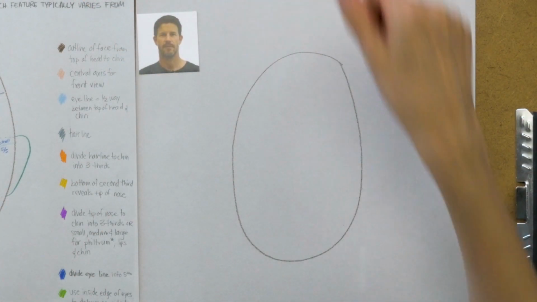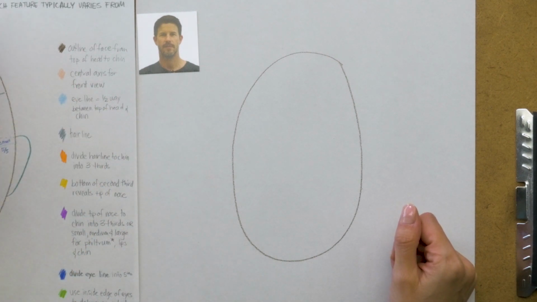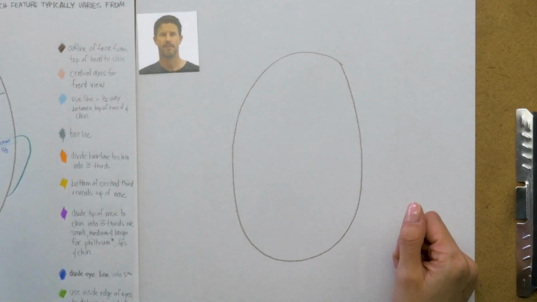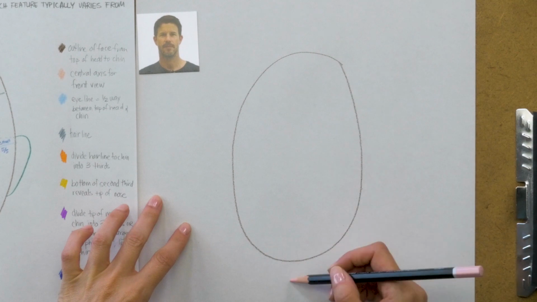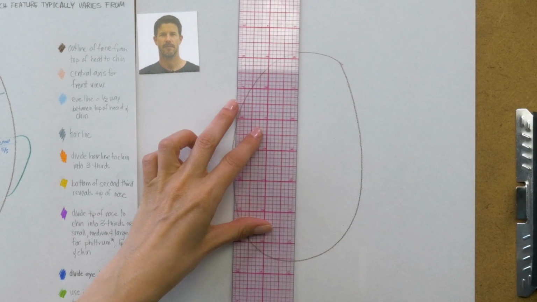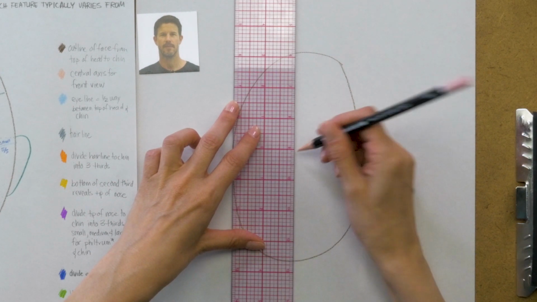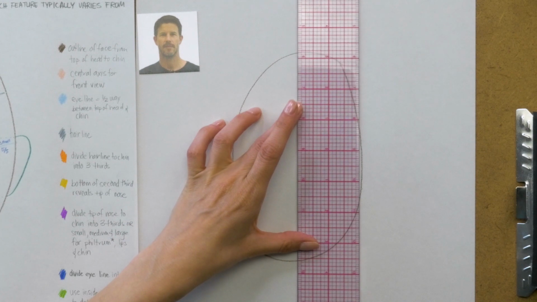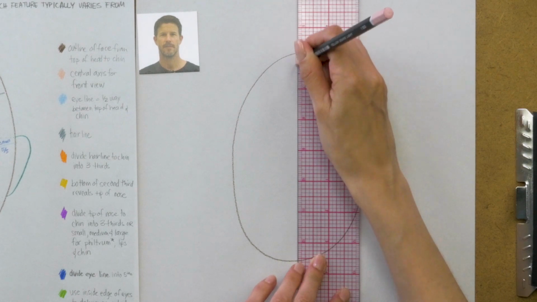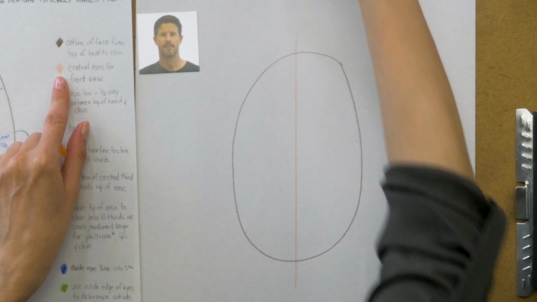Okay, next step is that I'm going to do what I call the central axis, and this is for a front view. Because our photograph of our person is looking head on, I'm going to do a central axis that's right down through the center. If it's helpful to use a ruler to do that, you can approximate. Let's see, is that the center? It's probably over a little bit because my oval isn't perfect. There's my central axis, so that's the second step.